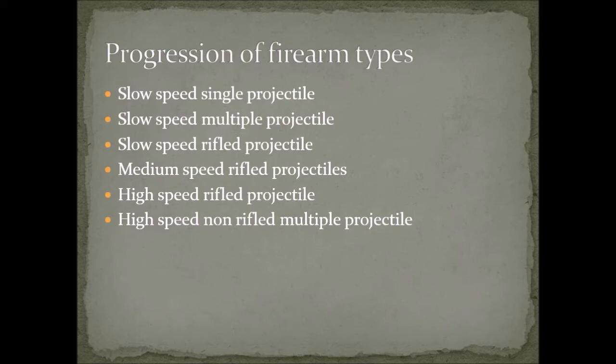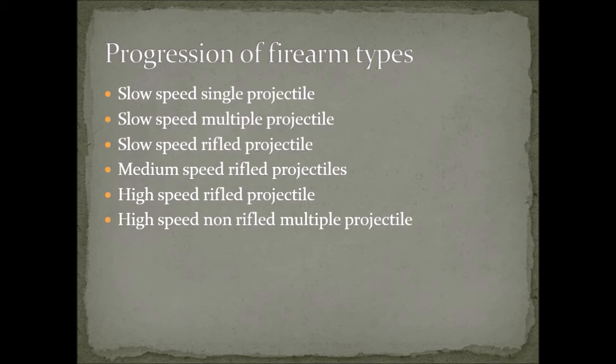Firearm types. Slow speed single projectile. These were our old-timey, think Revolutionary War, single projectile. That's where you take the bullet and the powder, you drop them down the muzzle, you ram it home with a ramrod, and then you bring it up, pull back the hammer the rest of the way, aim, and fire. You also have to prime the frizzen and all kinds of other things. They're very slow.